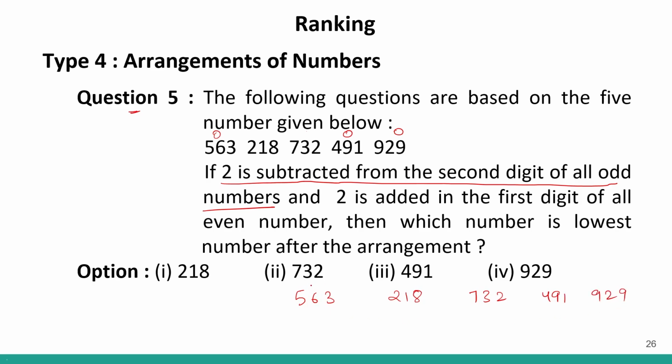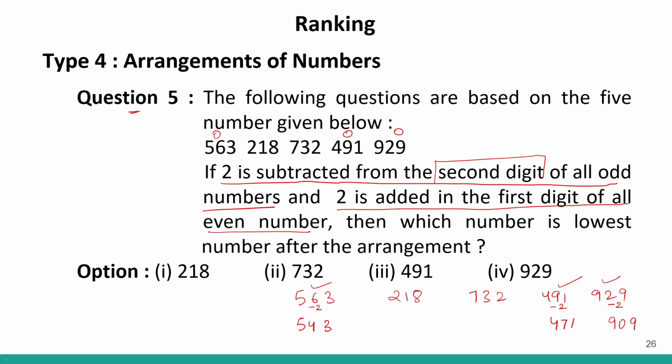So out of these 3, we are subtracting 2. So this will become 561. If I subtract 2 from this, I'll get 489, and this will become 927. Correct? 2 is added in the first digit of all even numbers. Okay. Sorry, 2 is subtracted from the second digit. So second digit is this. So from the second digit of the odd numbers we will subtract 2. So it will be 543, 471 and 909.